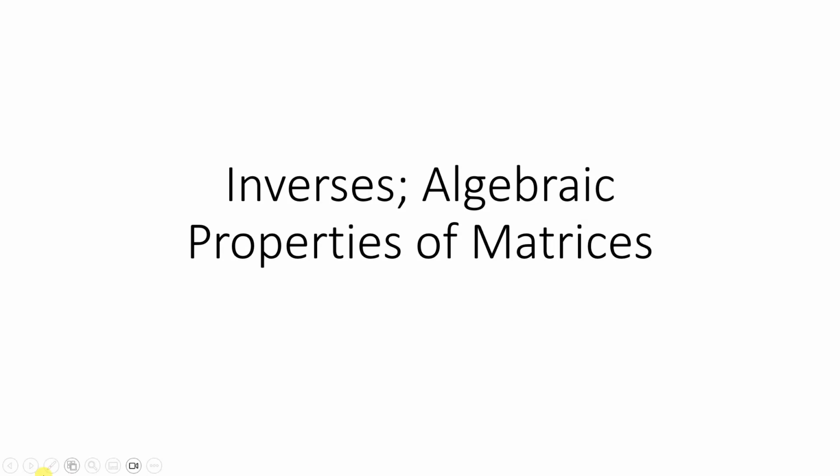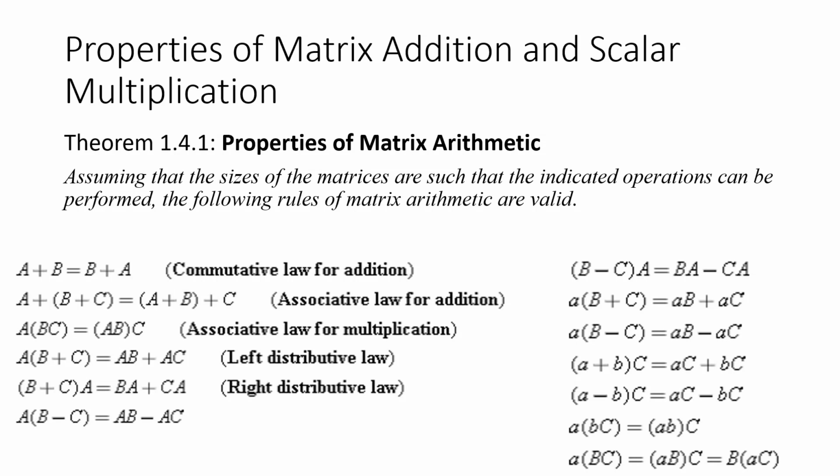So let's have the properties of matrix addition and scalar multiplication. Theorem 1.4.1, properties of matrix arithmetic. Assuming that all sizes of the matrices are such that the indicated operations can be performed, the following rules for matrix arithmetic are valid.